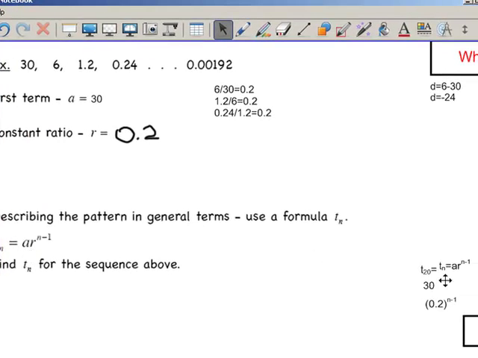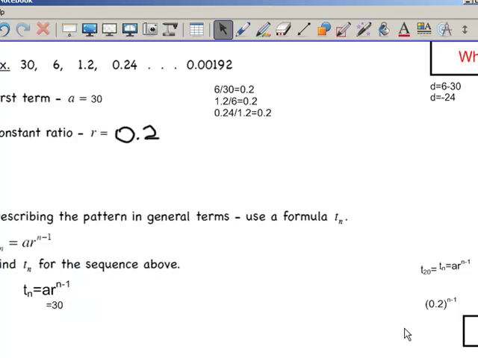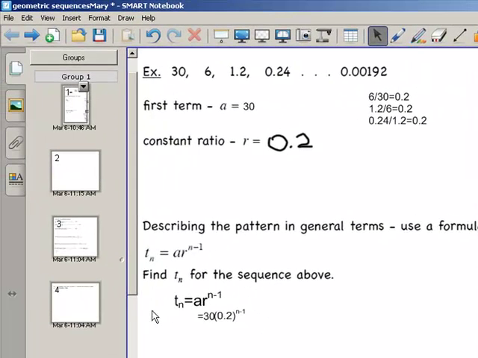What happens if we want to get a general formula for the precise sequence above? We start off with the general formula for all geometric sequences, and then we personalize it for our sequence. Our sequence had a first term of 30. So I am going to make my first term here 30. So Tn for my sequence equals 30. And now I'm going to multiply by my constant ratio 0.2 to the n-1. And that is the general term for the specific sequence that we're using in this example. It is 30 times 0.2 to the n-1.